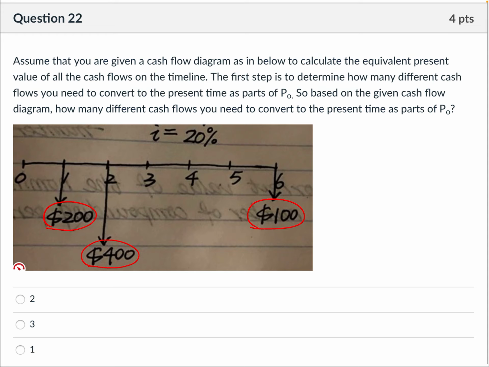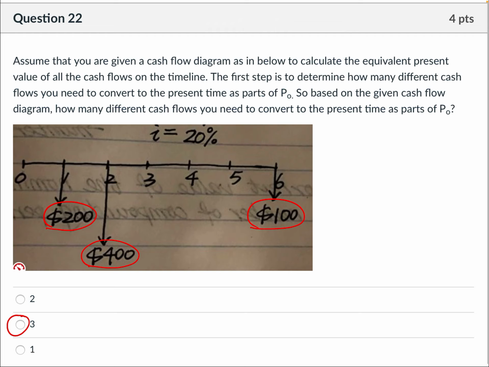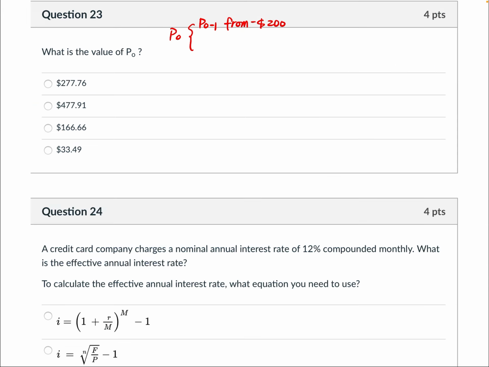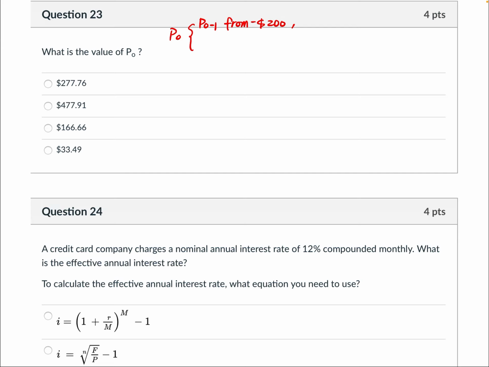Okay, so for the first question, how many parts do you have for P0? 3. And what is the value of P0? P0 is from 3 parts. P0-1 is from the $200, it's negative, and it's a value at the end of the first period. So compared to the present value, it's to convert the future value to present, right?